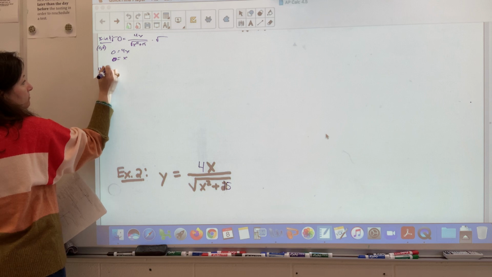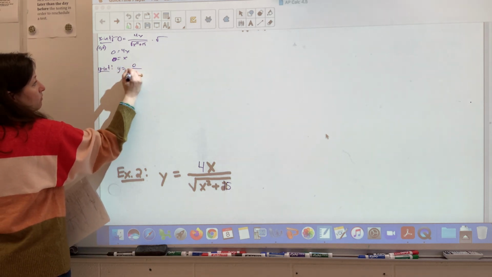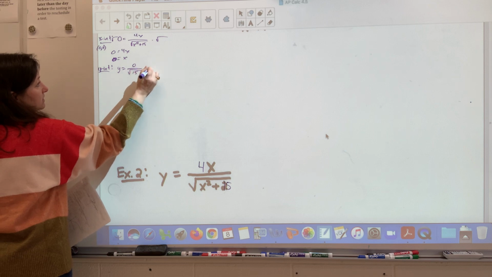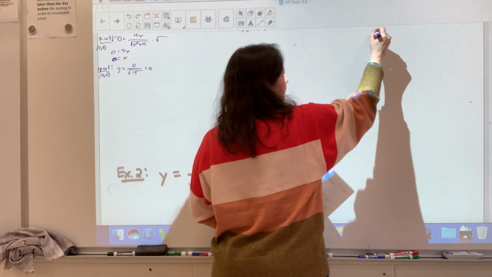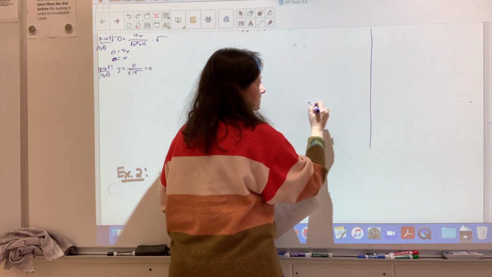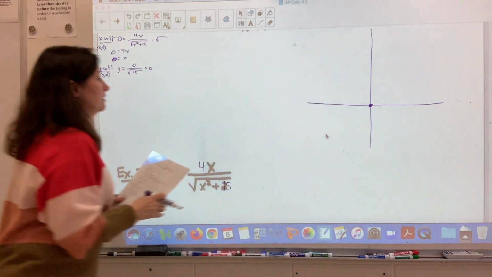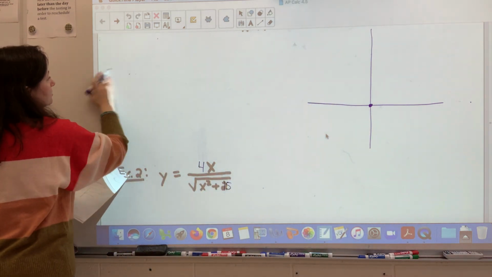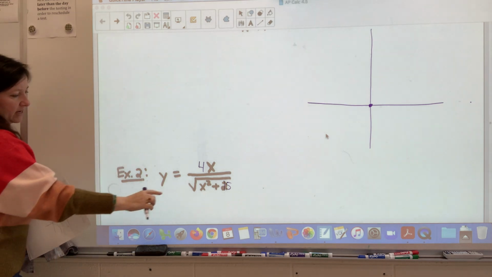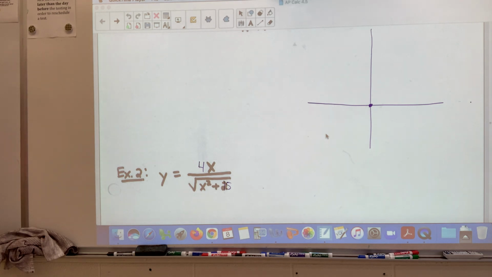Y-intercept, how do I get y-intercept? Make my x 0. So y equals 0 over root 15, which is 0. So my y-intercept is also 0, 0. That tends to happen a lot, but not always. So I have an x and a y-intercept at the origin. So let's continue on. I'm going to give myself some more space and talk about the vertical asymptotes. Is there any way that x squared plus 15 will equal 0? No, there is not. So there are no holes.